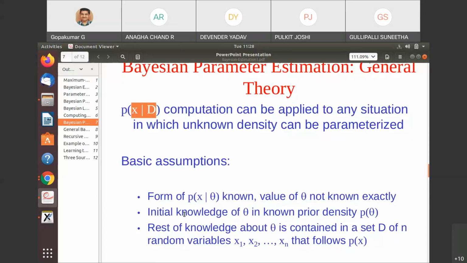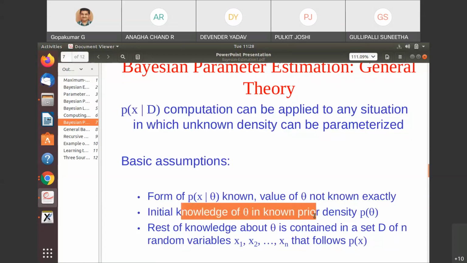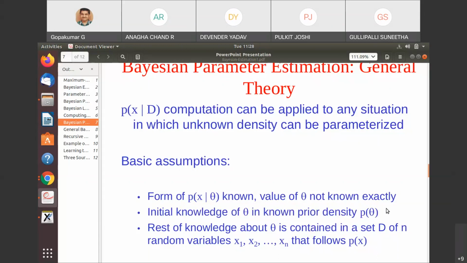We know that the initial knowledge of theta is given in a prior probability density p of theta. Here we are assuming that we have a parameter vector, for example in the form of mu or sigma square, whether it is a univariate or multivariate case, and that with respect to the parameters we also have prior knowledge. So that is the prior density p of theta.